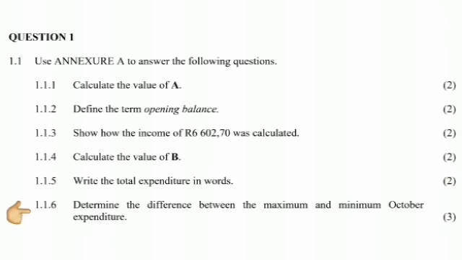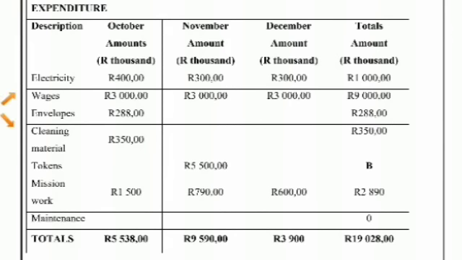And then in the last question, 1.1.6 wants you to determine the difference between the maximum and the minimum October expenditure. So we are going to go to the October column and look for what is the maximum amount and what is the minimum amount, and we are looking for their difference.